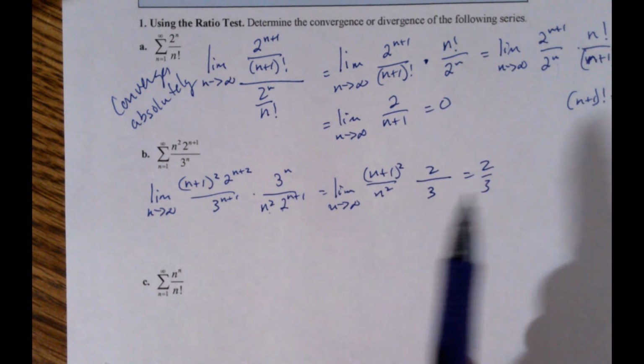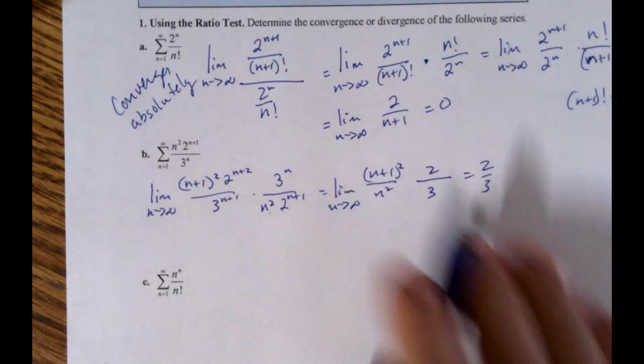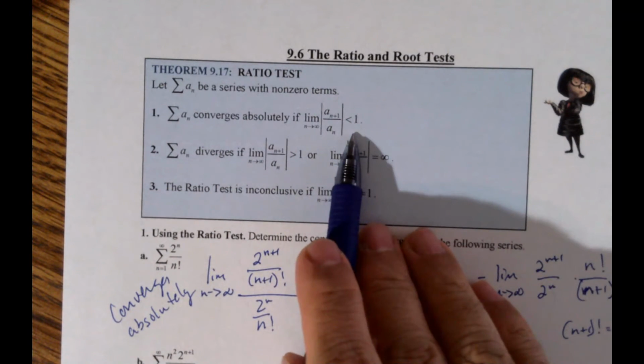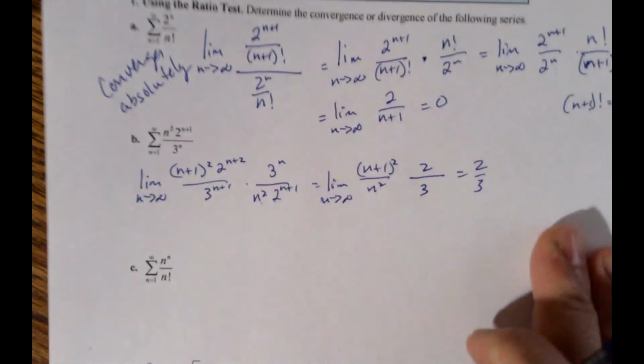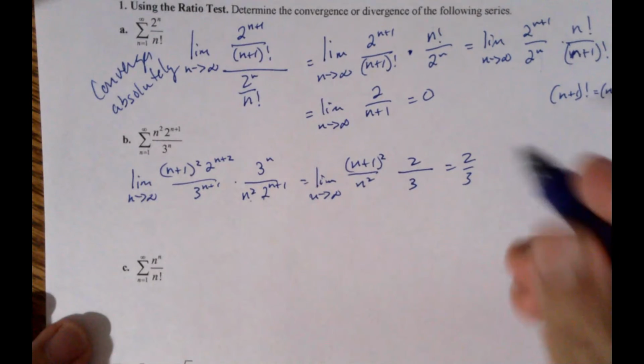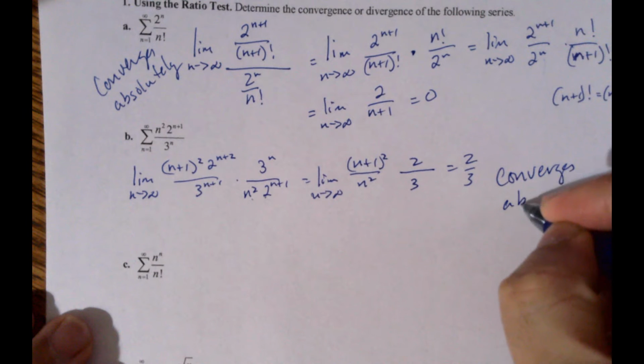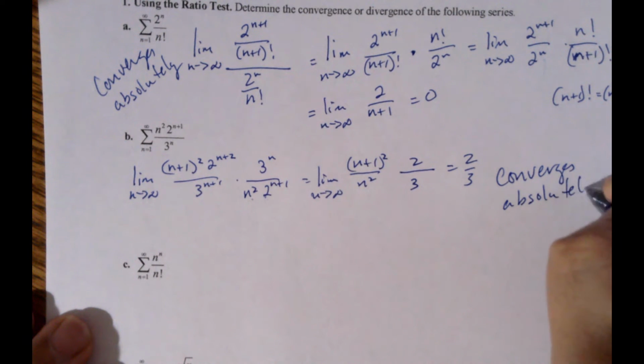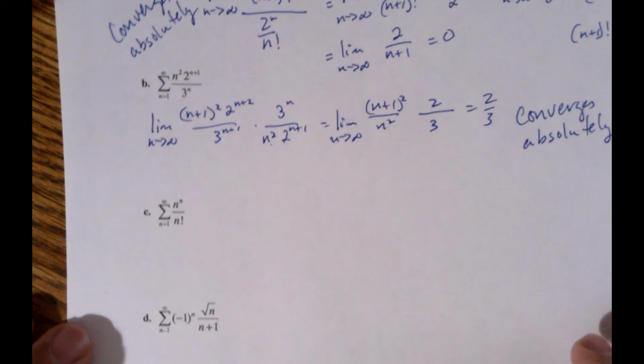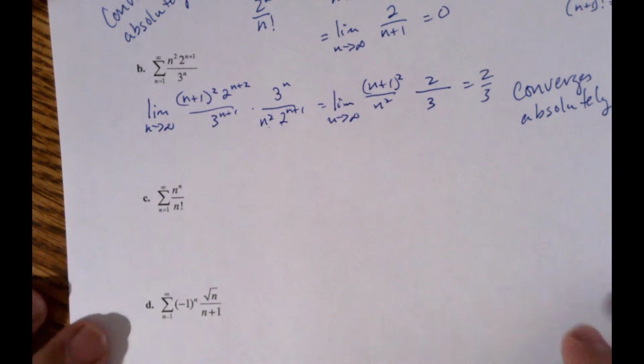All right, so it is less than 1, right? The requirement is for the limit to be less than 1. So this one converges absolutely. All right, E. Again, set up my limit.